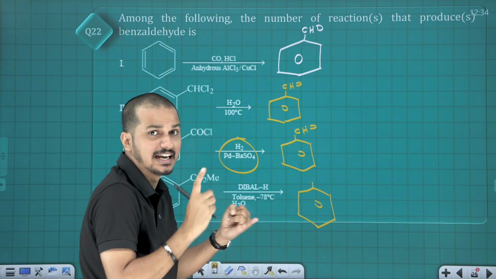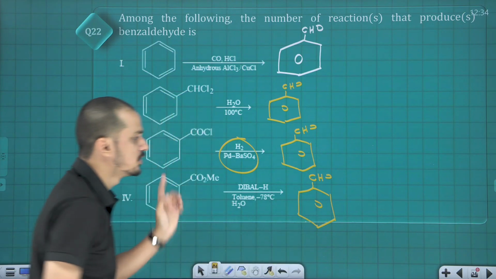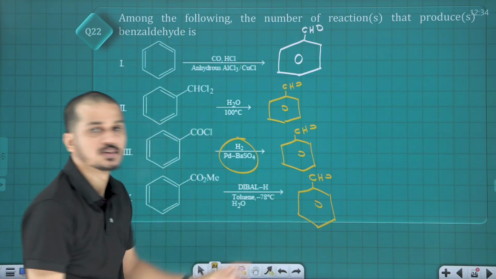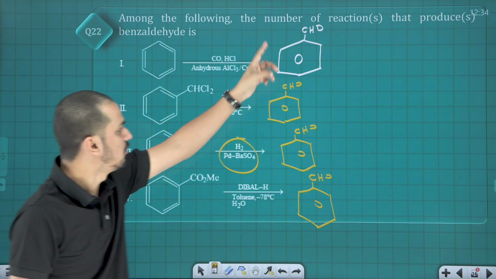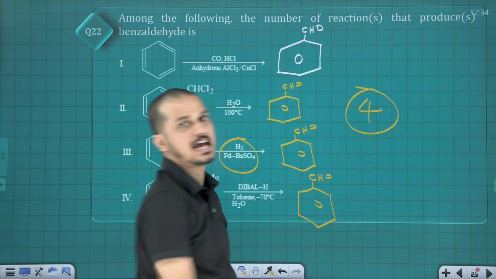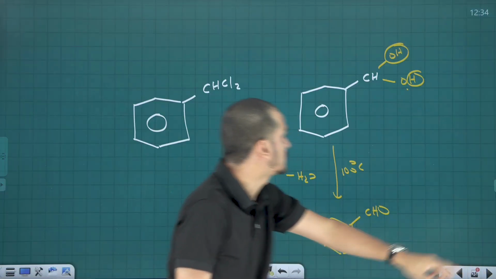Ester as well as nitrile compounds can also be reduced to this benzaldehyde, which we learned already. So in how many cases will we get benzaldehyde? 1, 2, 3, 4. All 4 reactions. So our integer answer is 4. Ready? Yeah. We can go to the next question.